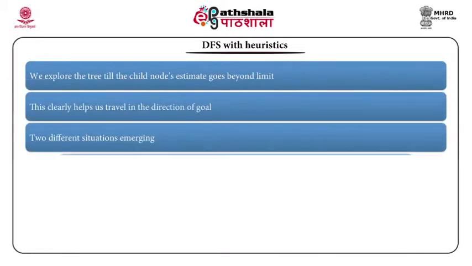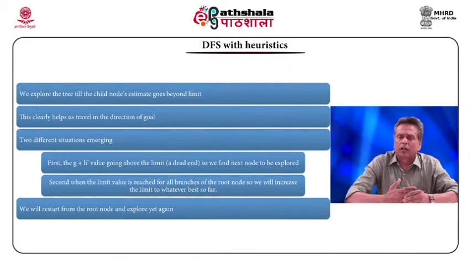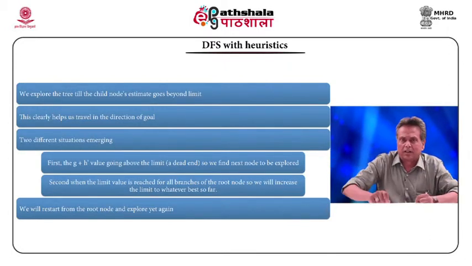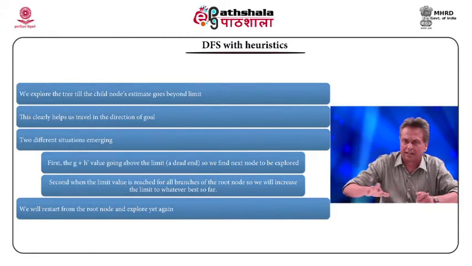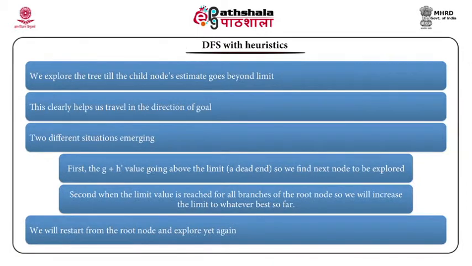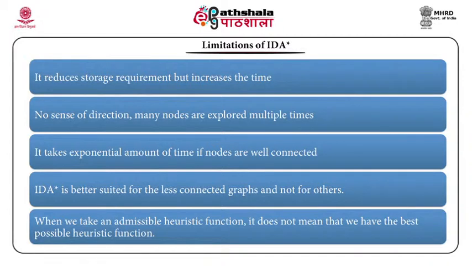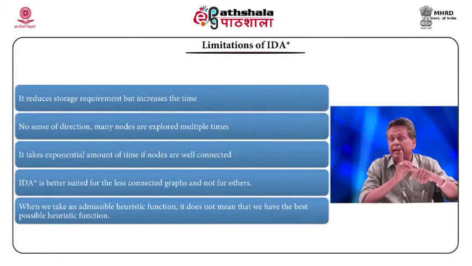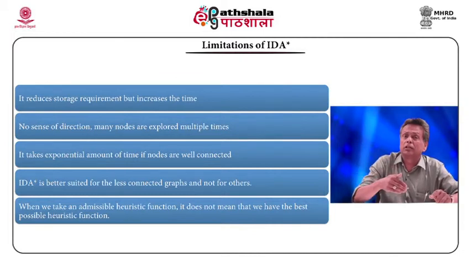This is basically a DFS with heuristics. There are two different situations in this case. G plus H dash going above the limit, and you calculated everything for all branches. When G plus H dash exceeds, you assume that there is a deadlock, a dead end, and you won't move further. When all nodes are explored, you just increase your limit. But remember, when you increase, that does not mean that you will start from where you left. You start all over again. Now that is important. You just forget everything, and that is again a disadvantage of using IDA star.